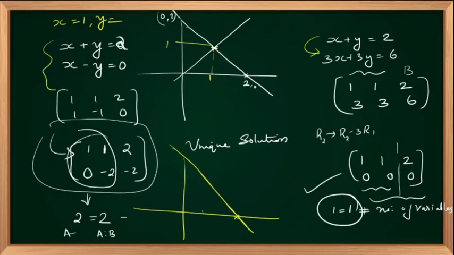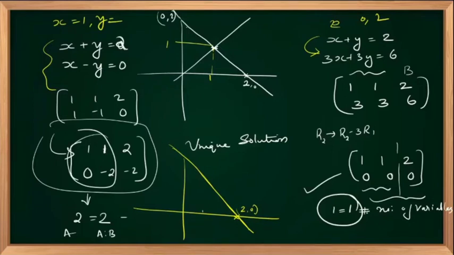See, this point will be (2, 0), correct? (2, 0) will be a solution because if I put x equal to 2, y equal to 0, I get 6 here. So x equal to 2, y equal to 0 is a solution. Similarly, (0, 2) will be a solution. Right, any point on this line will be a solution. That is why we say it will have an infinite number of solutions.